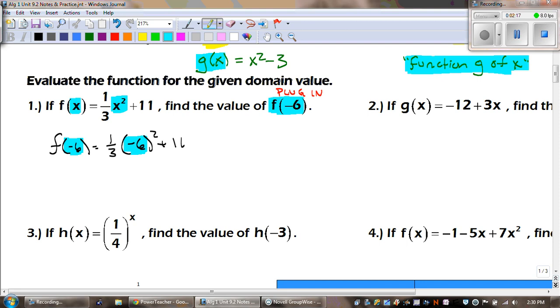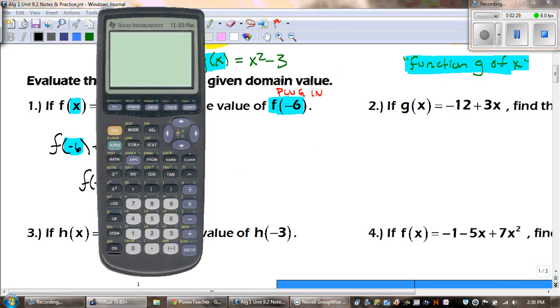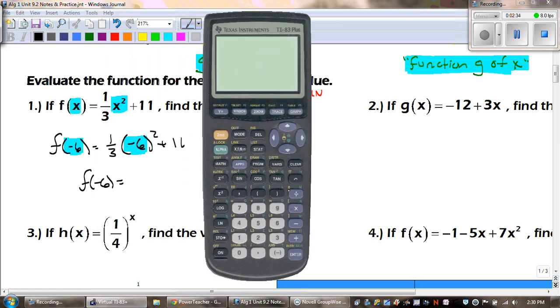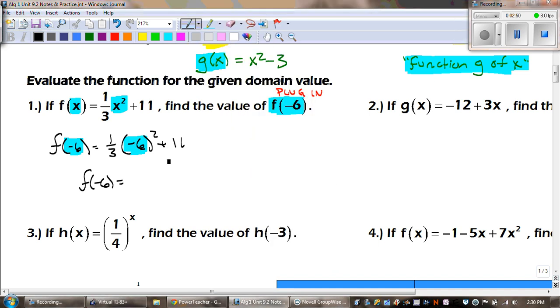Okay? And for that, you can just plug it all in your calculator, or you can do it step by step. Let's plug it into our calculators. So here we go. I have to do my 1/3 in parentheses, so we have 1/3 times, make sure that you put your -6 inside the parentheses, square it, and then plus 11. And you'll get what the answer is, and the answer is 23.